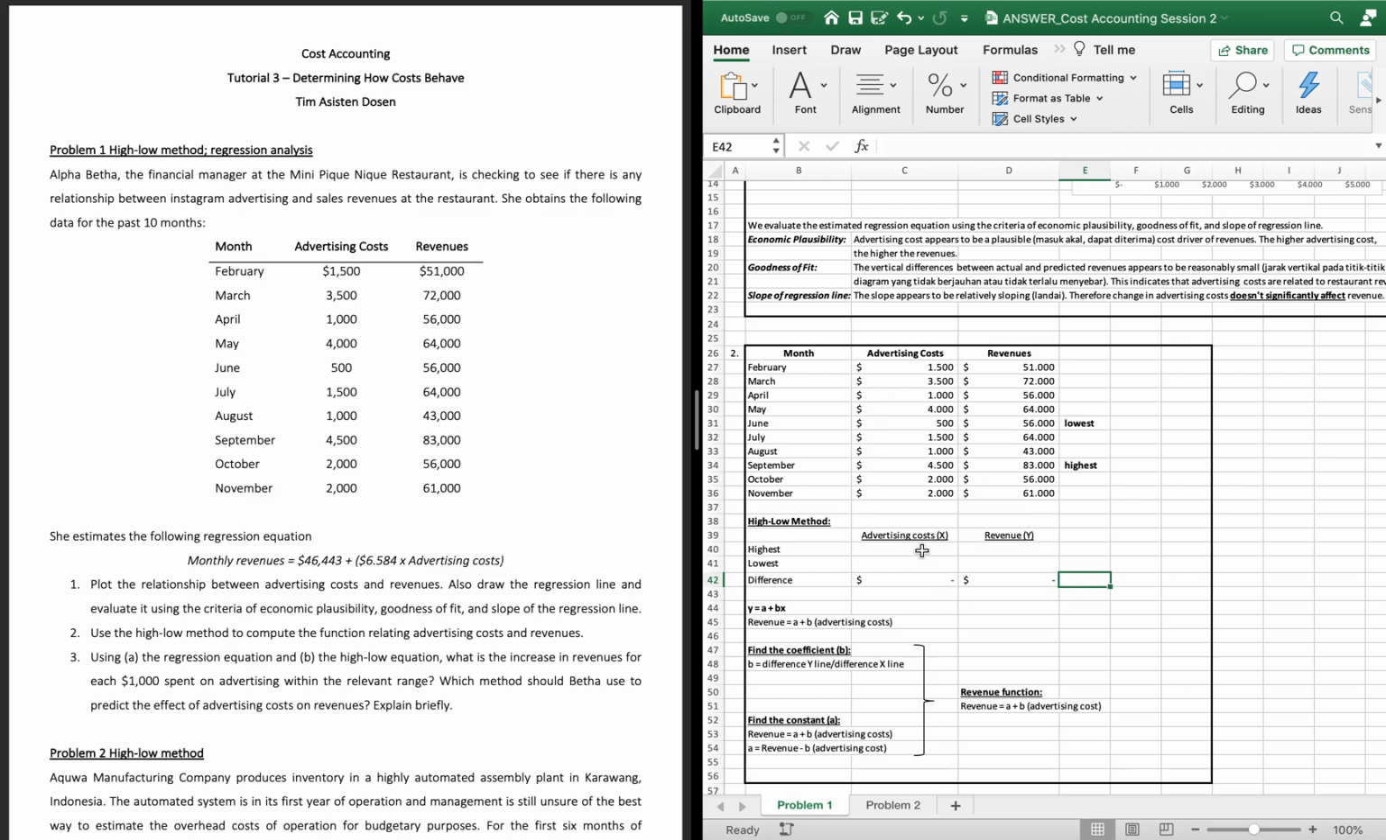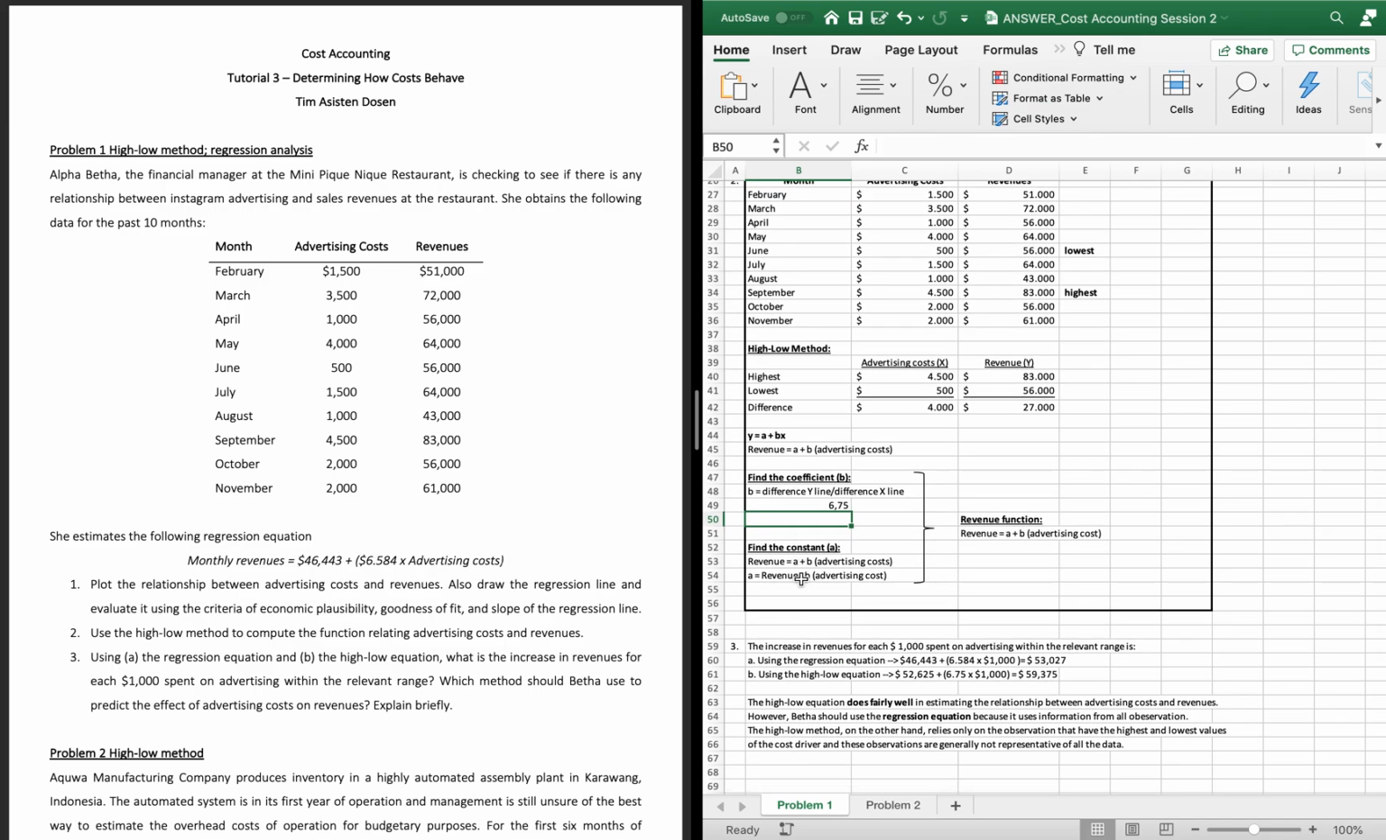Next, we're gonna find the difference between the highest and the lowest. So for the highest, the advertising cost is 4,500 with the revenue of 83,000, and the lowest advertising cost is 500 with the revenue of 56,000. After we get the difference, we can find the coefficient b from the basic function we have here, which is y equals a plus bx. For b, we're gonna divide the difference of the dependent variable, which is the revenue, by the difference of the cost driver. Here we get b as 6.75.